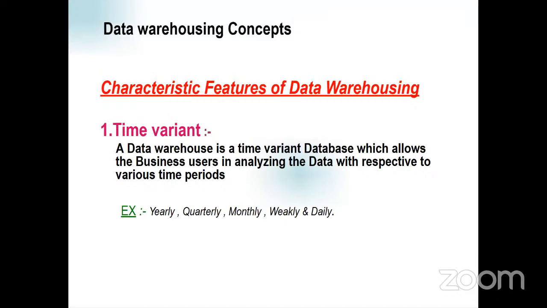Next thing is characteristic features. So we can analyze the business, as we discussed, time wise. Okay. So time wise, we can analyze the business with respect to various time periods. Okay. So what is the lowest level of time variant? The lowest level is daily. Okay, so I want to compare the transaction volume and the revenue generated yesterday and the day before yesterday. So that analysis I can do.